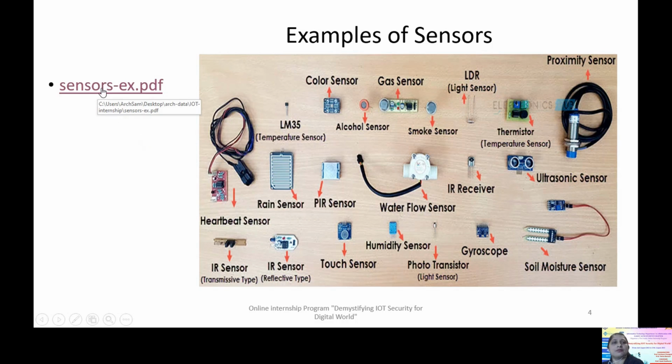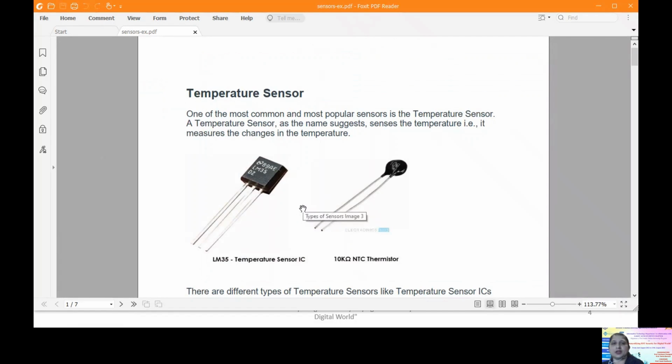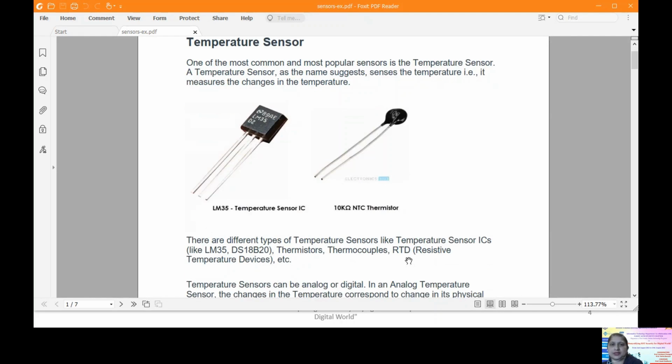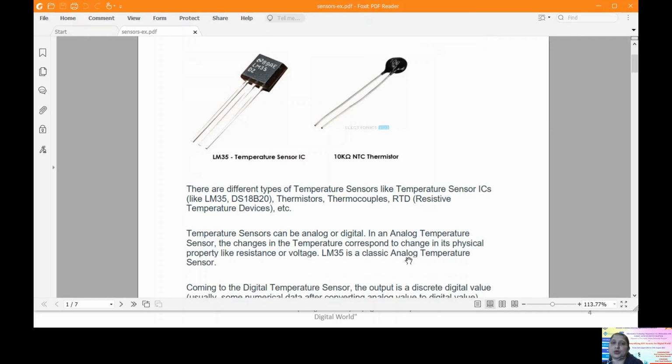A few very popular examples of sensors we will see in detail. The first, most common sensor which we are using is the temperature sensor. It is the most popular and most common sensor we use to sense the temperature present in the environment. As the name suggests, it measures the changes in the temperature present in the environment. There are two types of temperature sensors. The first one is the analog sensor and the second one is the digital sensor. The analog sensor example is LM35 and the digital sensor example is DS18B20.